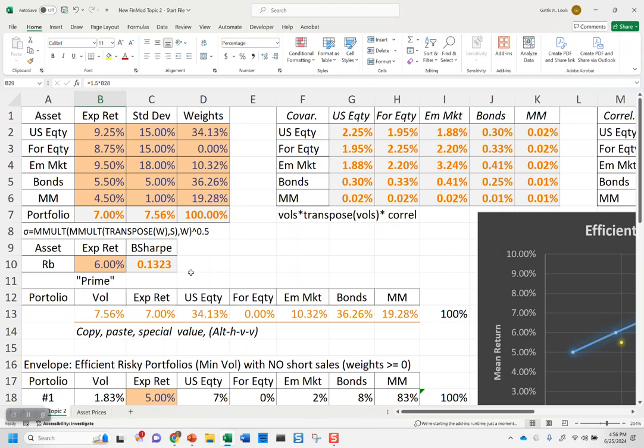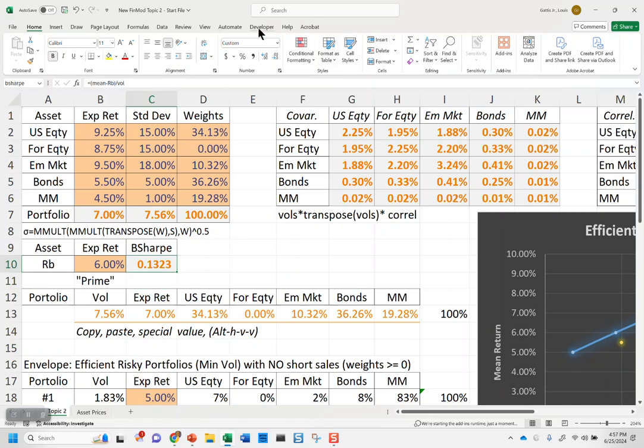I have a place here for the slope. That's called the Sharpe, the borrowing Sharpe rate. In other words, it incorporates the expected return and the borrowing rate. And notice it's just a formula. The portfolio mean minus RB divided by portfolio vol is the slope of a line segment coming from RB. What I want to do is maximize that Sharpe.